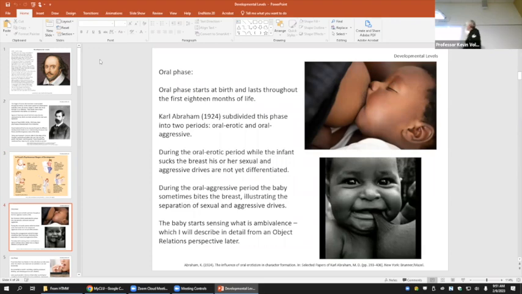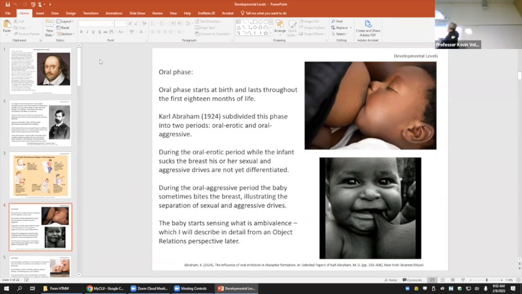All right, oral phase. Starts at birth, lasts the first 18 months or so of life. And by the way, these time periods, you'll see different people giving different time periods. They're shifting. There's a bit of individual variation here, okay?